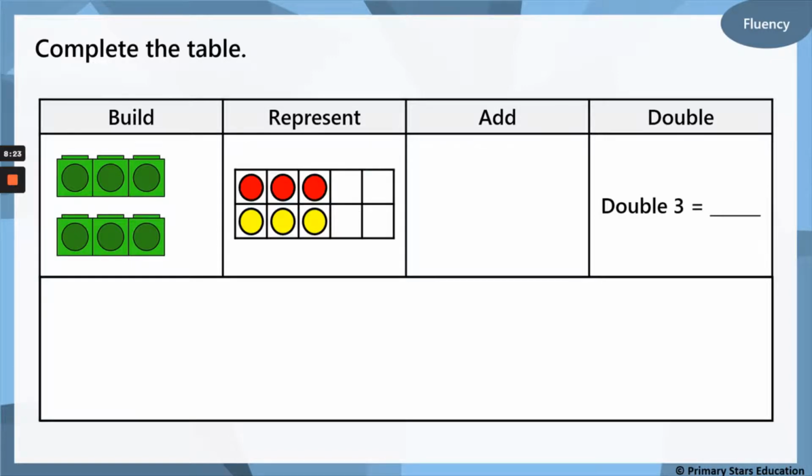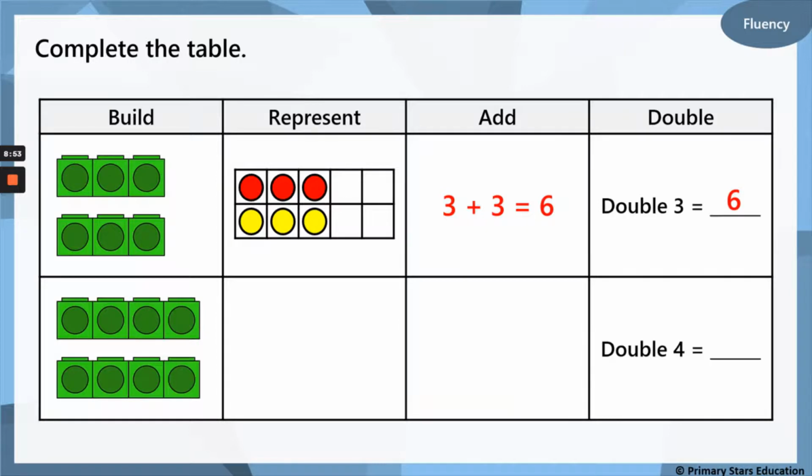Well done if you've got that. So what will our mathematical sentence, our number sentence, say? What number did we start with? What number are we doubling? How many would we add to that number? And what would be our answer? 3 add 3 equals 6. Well done. So double 3 is 6.